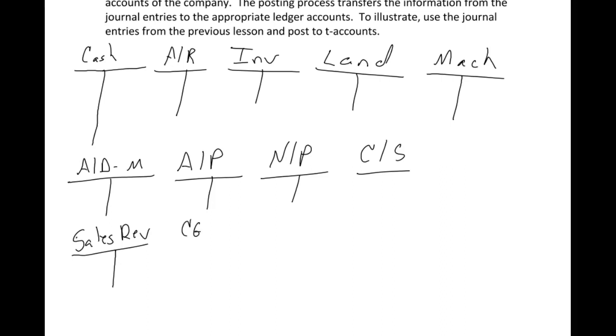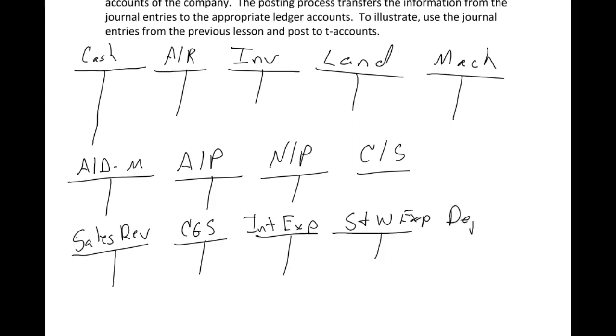We had cost of goods sold. We had a couple of expenses. We had interest expense. We had salary and wages expense, and I'll just abbreviate that as well so we can squeeze everything in here. And we had depreciation expense.